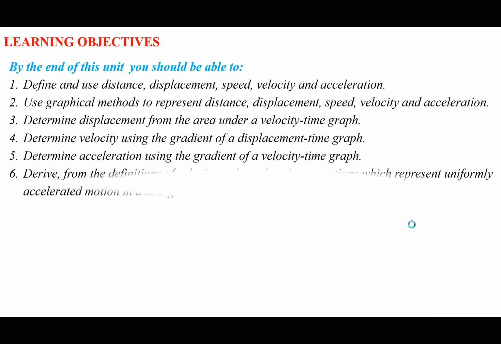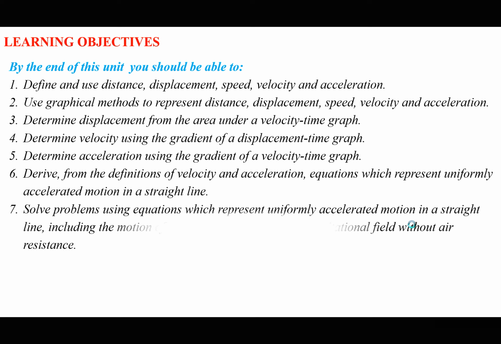Then we shall be able to derive from the definitions of velocity and acceleration the equations which represent uniformly accelerated motion in a straight line. These are the ones we call equations of motion, which apply if the acceleration is constant and the motion is in a straight line. That is, these are the equations of uniformly accelerated motion.